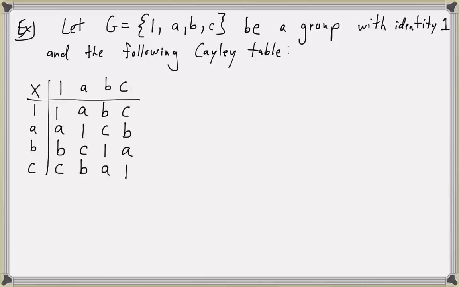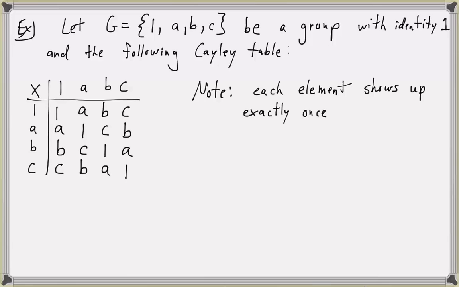So from this Cayley table, we can tell a lot about this group. We can see if a group is abelian. And notice that when you draw the Cayley table, every element shows up exactly once in each row, and every element shows up exactly once in each column. So each element shows up exactly once in each row and column.